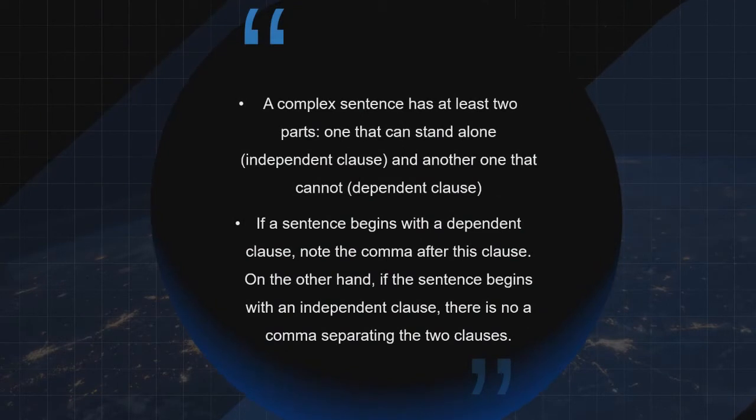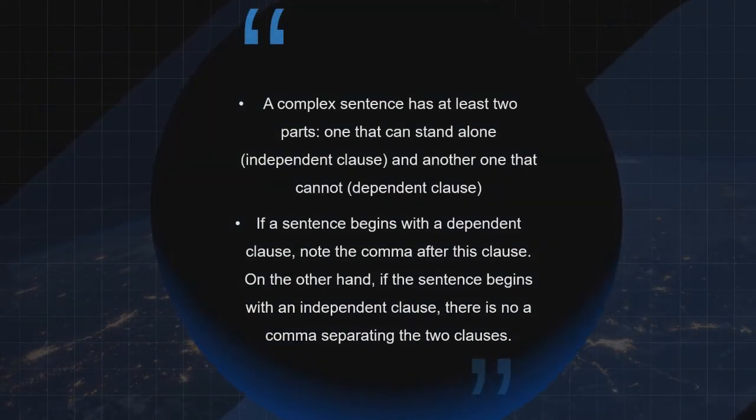A complex sentence has at least two parts, one that can stand alone, or the independent clause, and another one that cannot, or the dependent clause. There is a rule in constructing a complex sentence. Rule number 1 states that if a sentence begins with a dependent clause, it is followed by a comma, and after that is the independent clause.